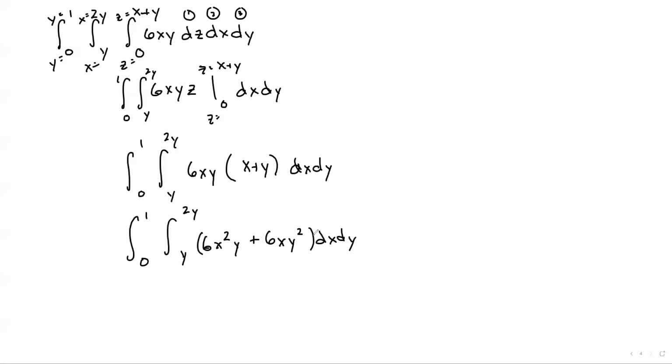All right, and then to integrate with respect to x, we treat y as a constant. So if y is a constant, we're just going to focus on this piece here. Antiderivative of x squared is going to be x cubed over 3. So we'll have 6y times x cubed over 3. And then here we're going to have 6y squared times x squared over 2, evaluated from y to 2y. And our dy is still in there.